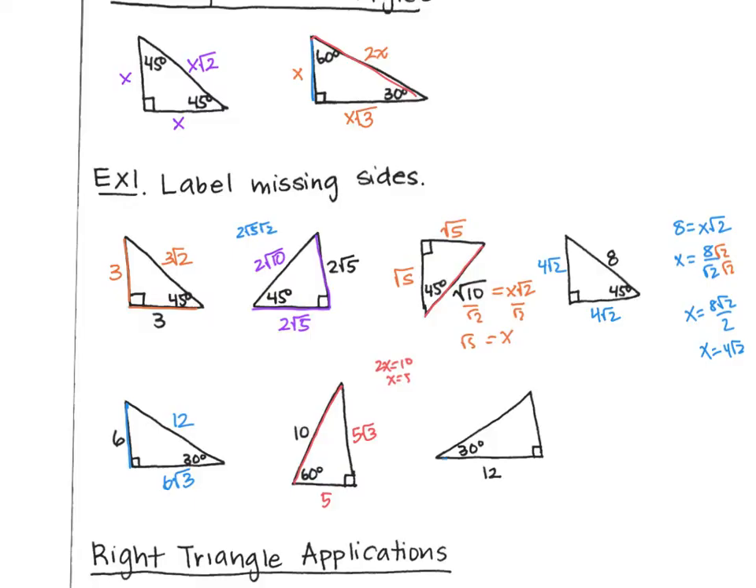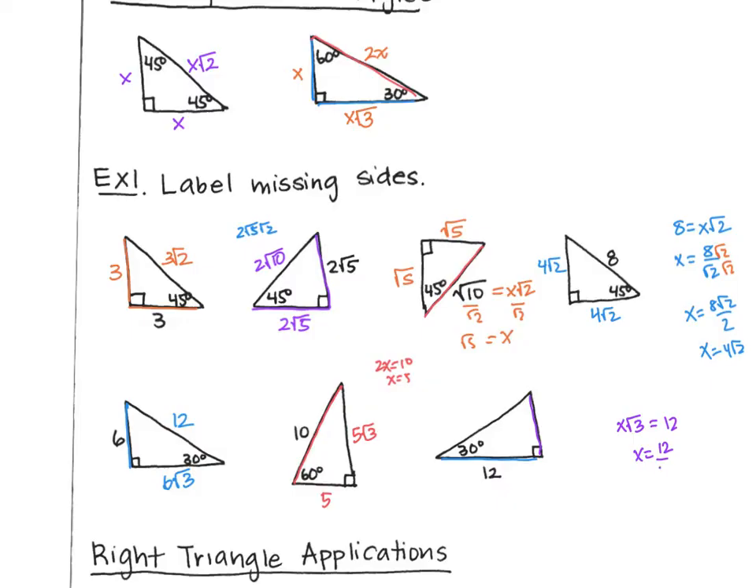Okay, the last 30, 60, 90 triangle, what are they giving me? They're giving me one of the legs. This is the longer leg because it's opposite the 60-degree angle, which means it's the x root 3 leg. I could think in my head what x is, or I could do some algebra. If I like to do it algebraically, I could say x root 3 is 12 and solve for x, and then x would give me the short leg.